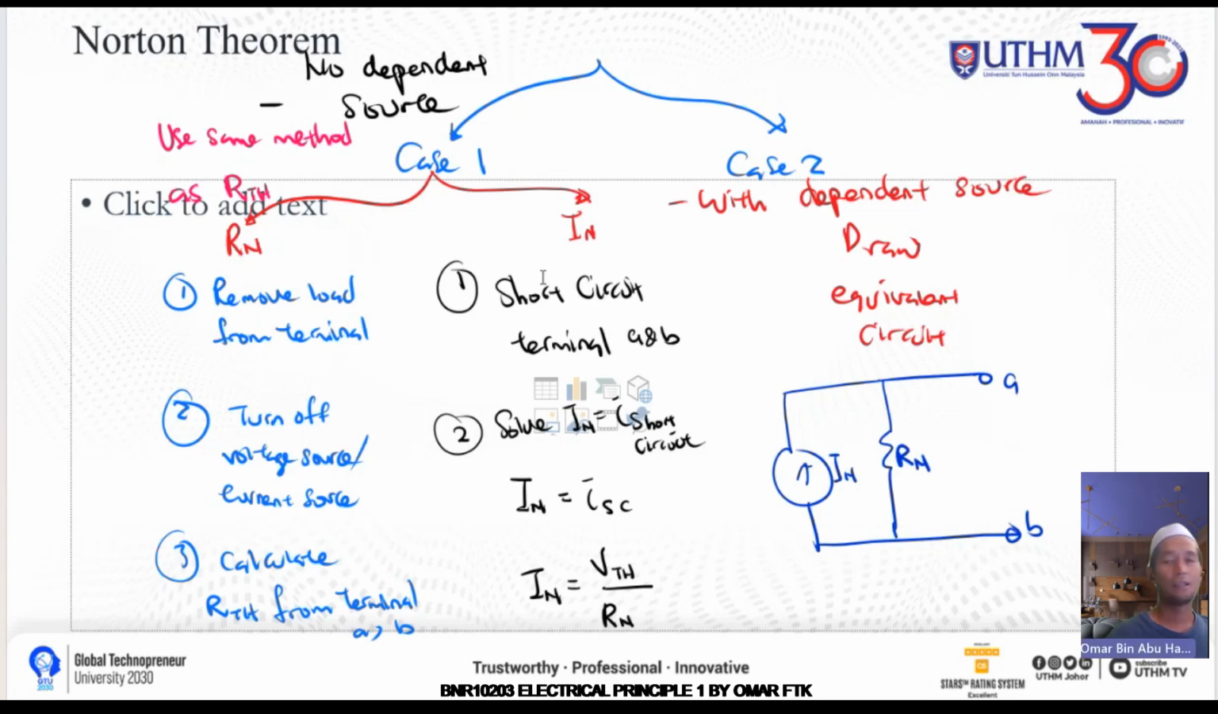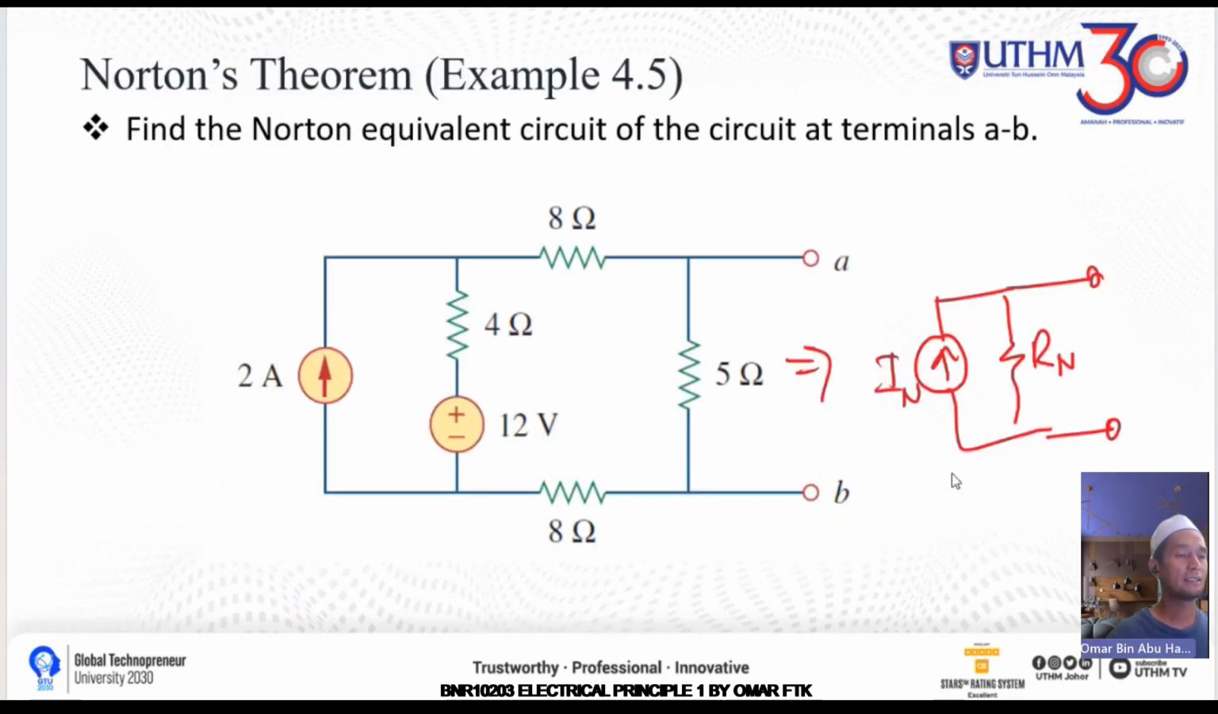On the other hand, in order to determine the current source for the Norton theorem, you have to short circuit the AB terminal, and then solve for IN using the short circuit current. The current that passes through AB, we call it the Norton current. Okay, let's try to do it.